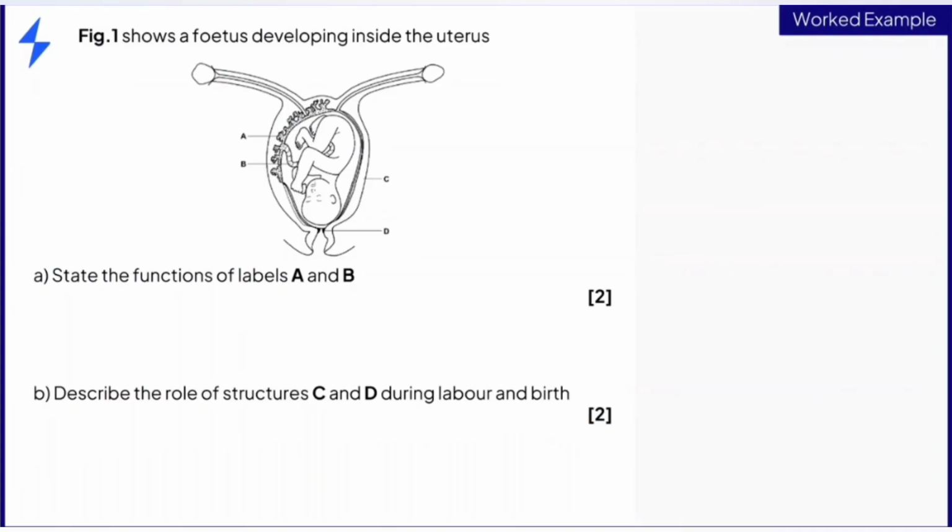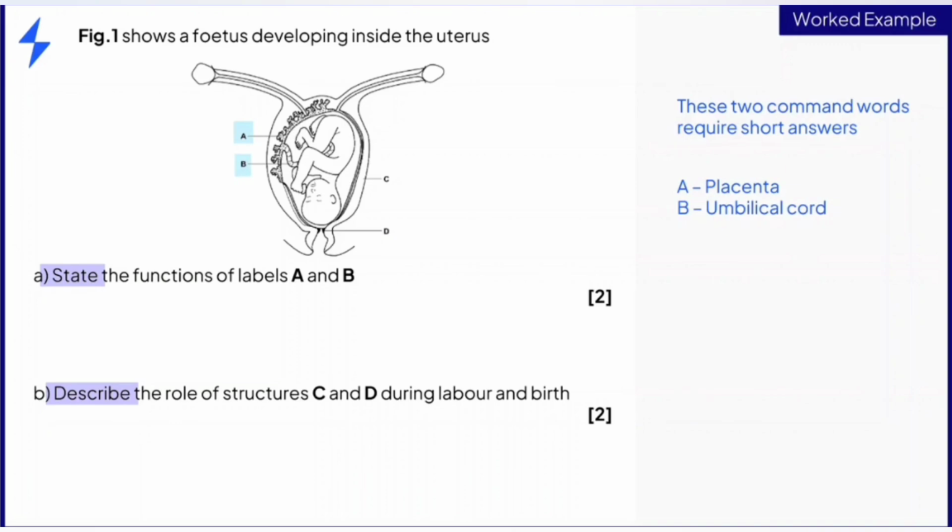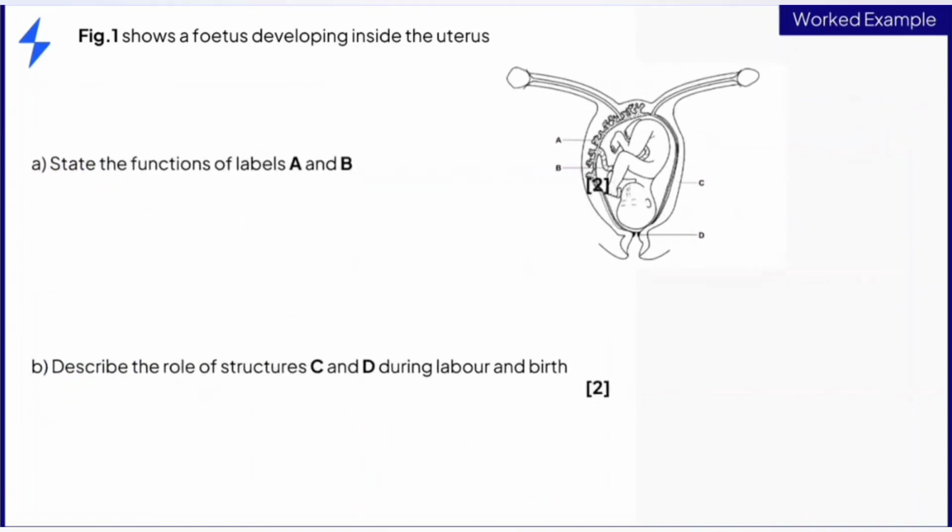Here is a question like one you might encounter in an exam. These two command words require short answers about what the jobs are of the labelled components. It helps if you can identify each structure first. A is the placenta, B is the umbilical cord, C is the uterus, and D is the cervix. Let's take a look at Part A.